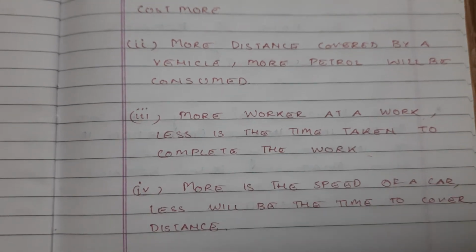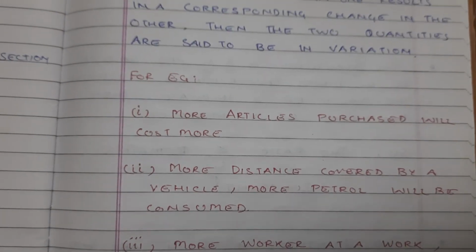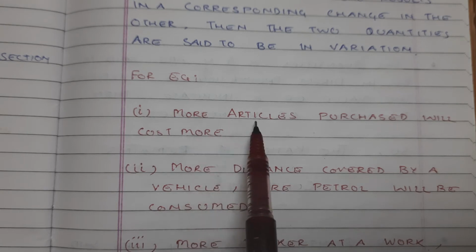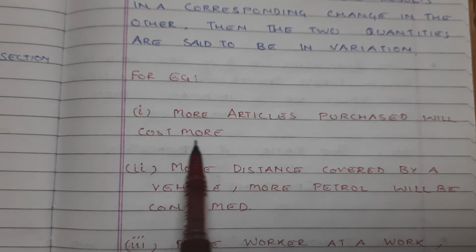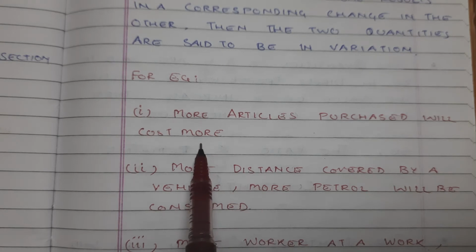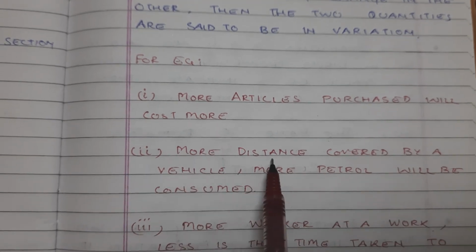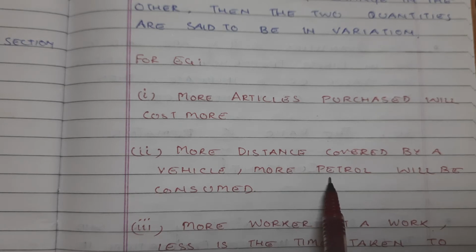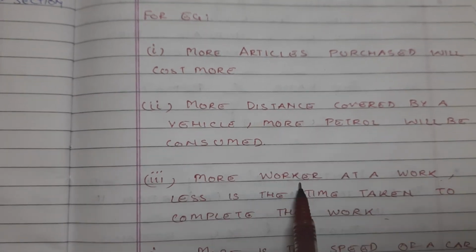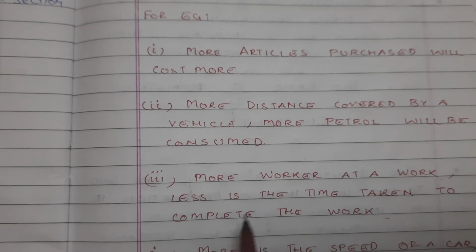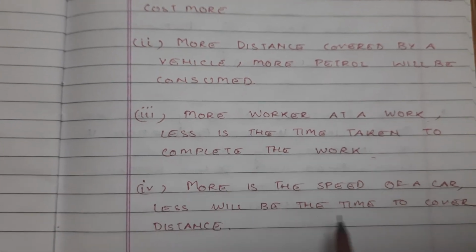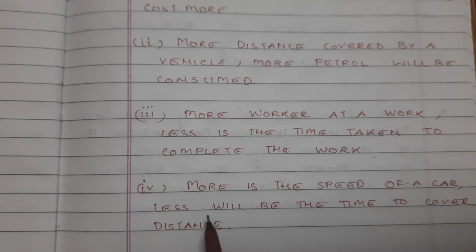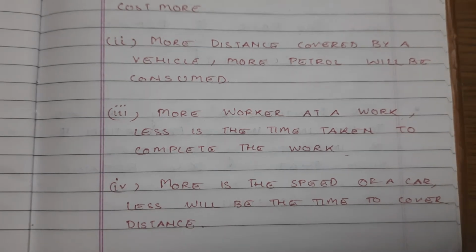So you can see in all these examples there are two quantities. In the first one, article and the cost. So if more of the article is being purchased, the cost will be more. Less article, less price. Next one is more distance, so more petrol is being consumed. Same way, more are the workers at work, so less will be the time. And more is the speed, then the time taken to cover the distance will be less. So this way, both the quantities are in variation.